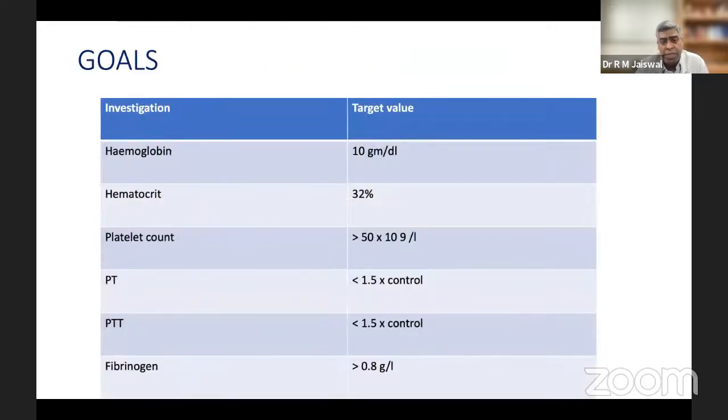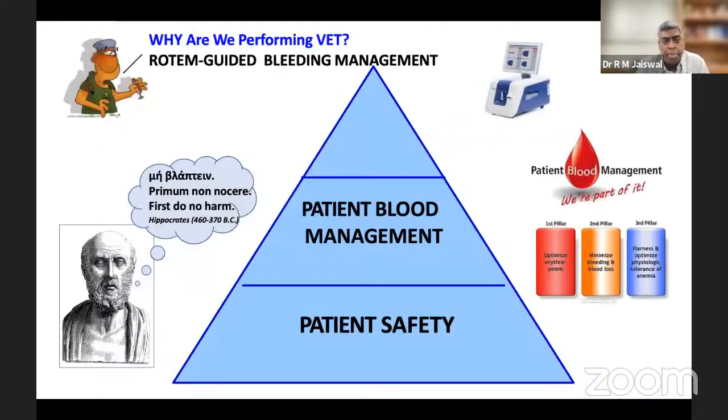And we should always keep in mind the targets: hemoglobin more than 10, hematocrit more than 32, platelet count more than 50, PT should always be less than 1.5, PTT 1.5 times the control, and fibrinogen should always be, at any given point, more than 0.8.